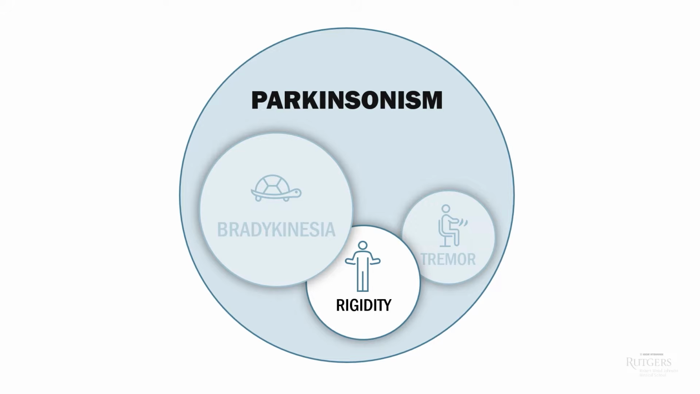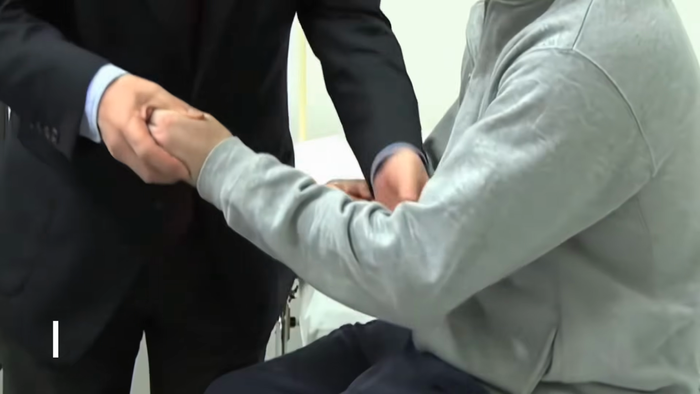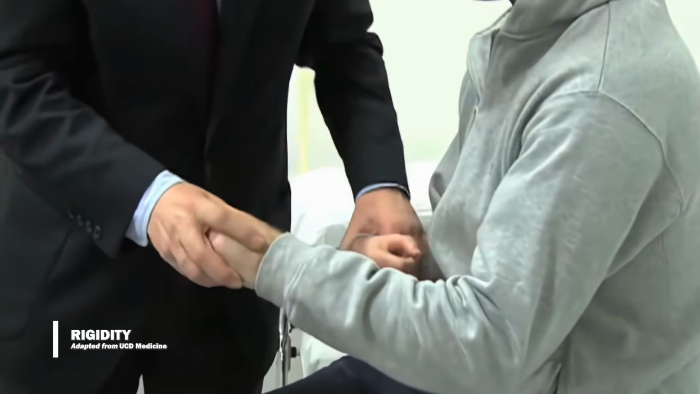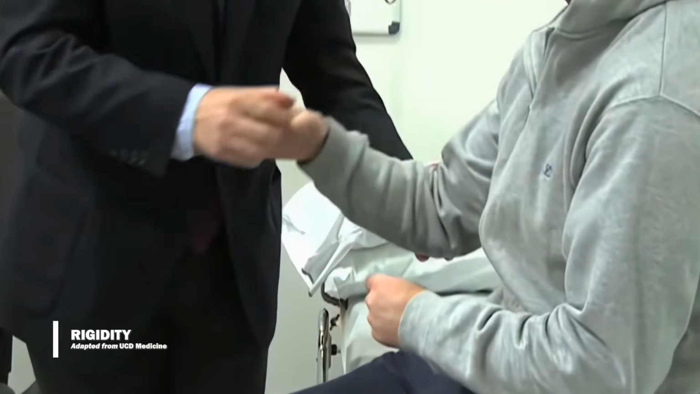Rigidity refers to stiffness or resistance of a limb when it's flexed passively. Agonist and antagonist muscles are basically activated simultaneously. So for example, a biceps is fighting against the triceps.